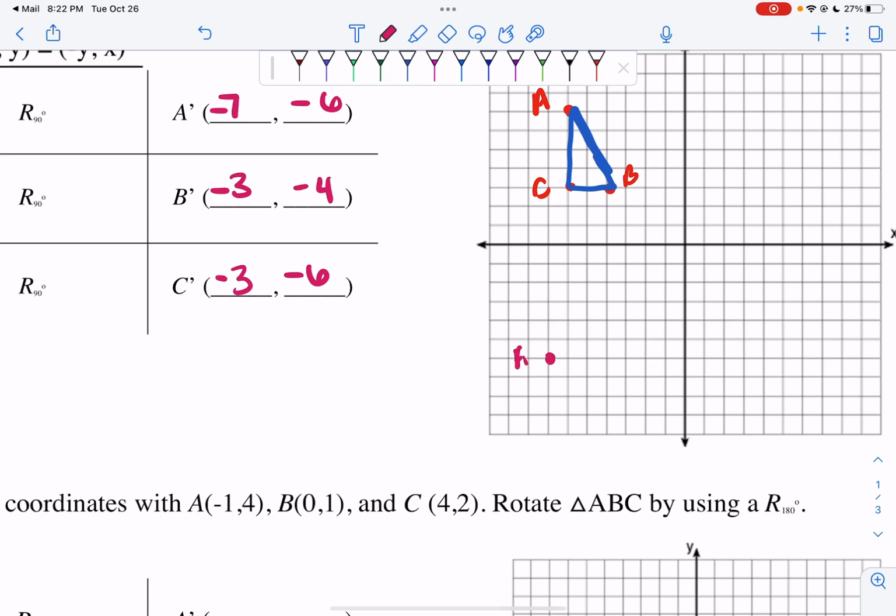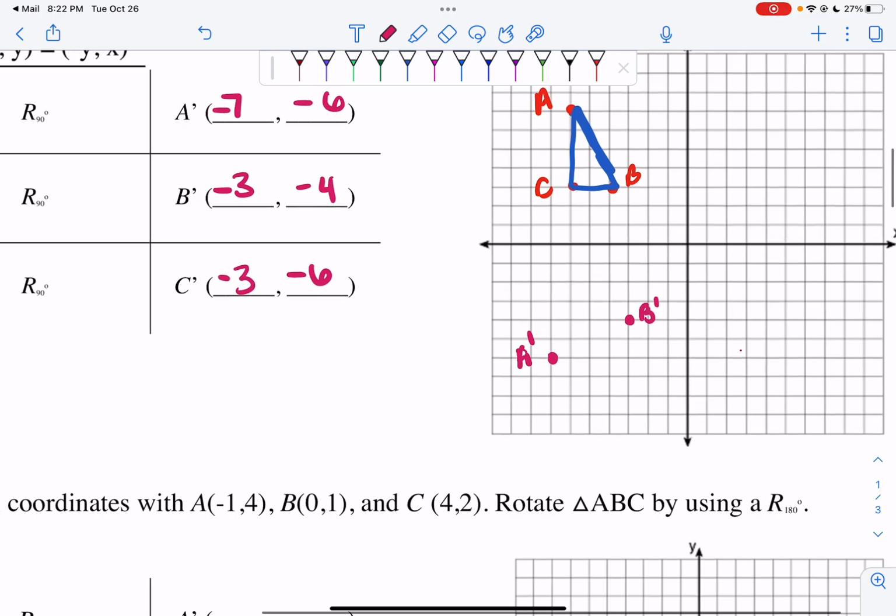That's A prime. Now I'm going to do -3, -4. So left 3, down 4. And that's B prime. And now I'm going to do -3, -6. So left 3, down 6. And this is C prime. And then I simply connect those with a straight line.